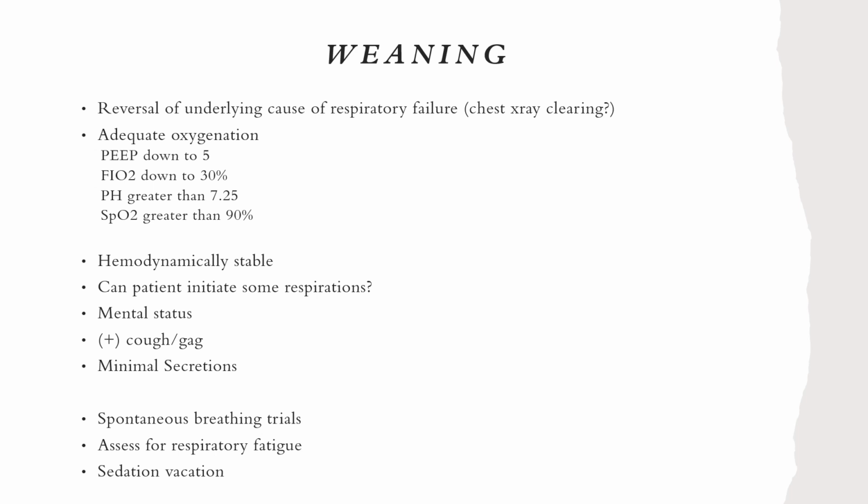So we want to see the settings down on the ventilator as well. So our PEEP level should at least be down to 5, right? We shouldn't be weaning anybody off the vent if we're not down to our minimal level. Same thing with FiO2. We should be down to at least 30%, okay? They should be requiring minimal FiO2 to be weaned. Our pH on our ABG should be greater than 7.25 for sure.